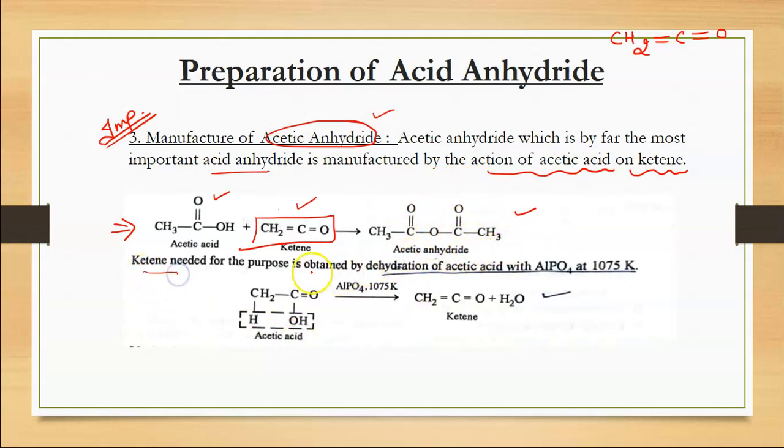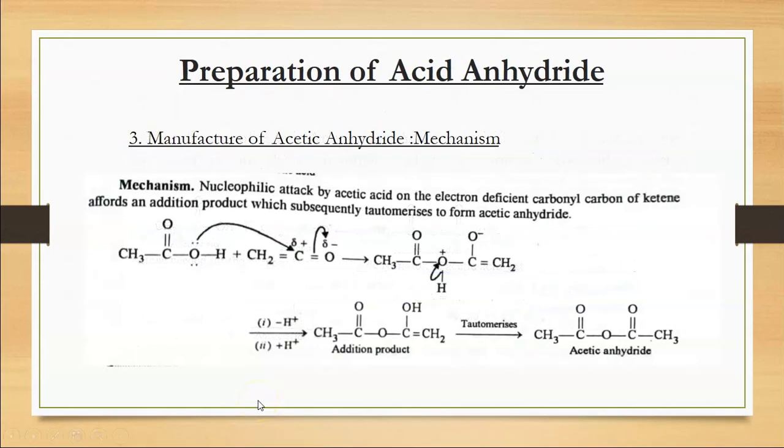So the ketene needed for this purpose is obtained by dehydration of acetic acid with AlPO4 at this much temperature, that is 1075 kelvins. Okay, so you can see dehydration is occurring over here. One hydrogen atom from this carbon and one hydroxyl group from this carbon is getting removed as a water molecule, and you will get your required product, that is ketene. Okay, so you are getting ketene like that. So this is the mechanism you can see over here.